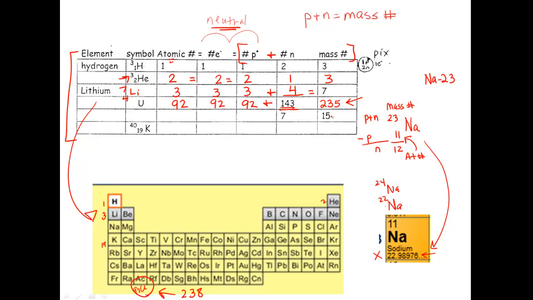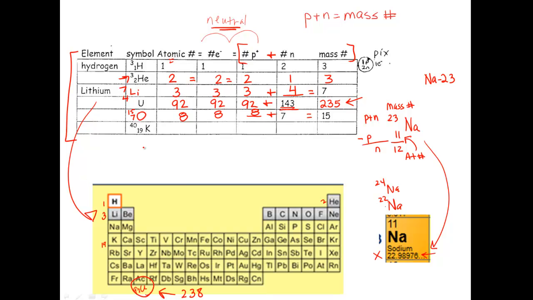Now in this case we have the mass number and the number of neutrons. Well, because the protons plus neutrons equal the mass number, we can determine that if we have 7 neutrons, we must have 8 protons. And the atomic number would be 8. There would be 8 electrons, and this happens to be oxygen. So this is 15,7 oxygen.